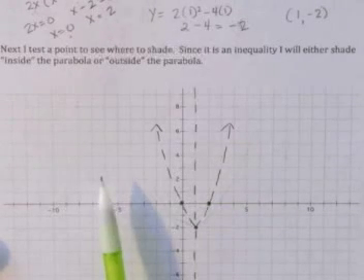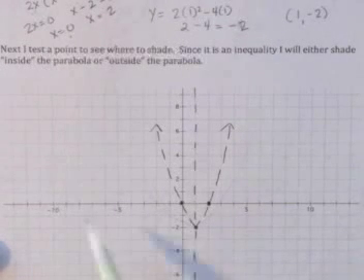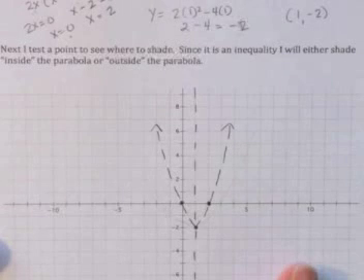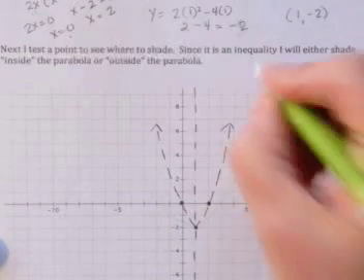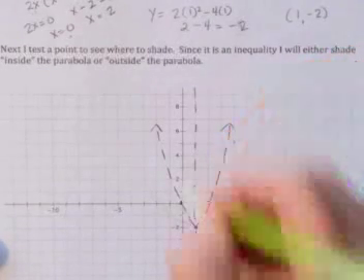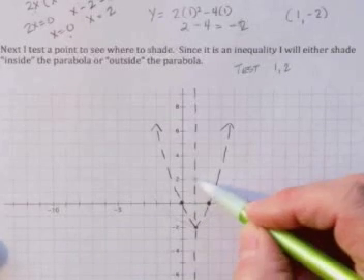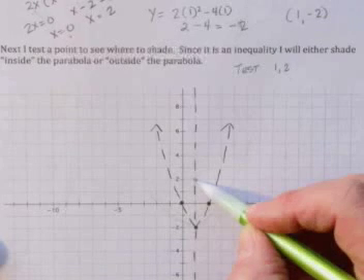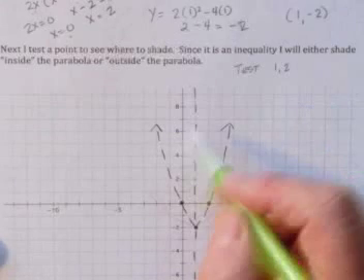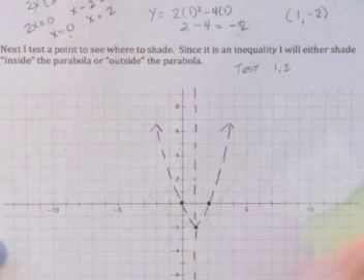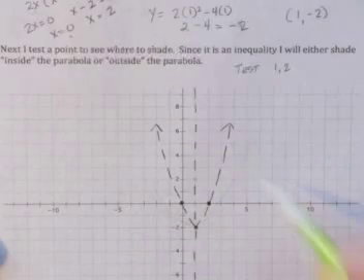So in order to answer that question, it's customary to test a point either outside or inside. So I could really test any point I wanted to as long as it wasn't right on the parabola. And I decided to test 1 comma 2. That's this point right here. It's clearly inside the parabola, and if I test that point and I get a true statement, then I know I need to shade inside. If I test that point and I get a false statement, then I would want to shade outside the parabola.